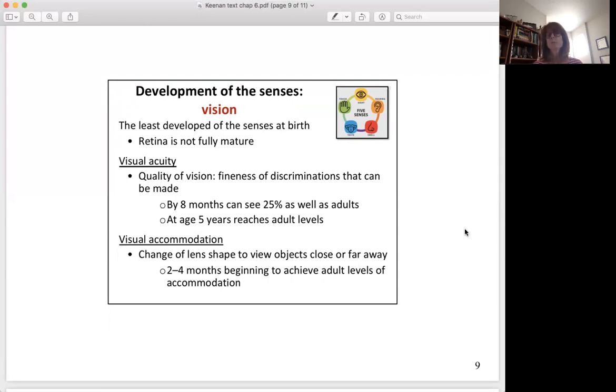Also, visual accommodation, in other words, how our lenses change to look at objects close and far away, is beginning, at 2 to 4 months, to achieve adult levels of accommodation. So think about when you change your vision from reading to looking at distance, how the shape of your eye lens has to accommodate for that.